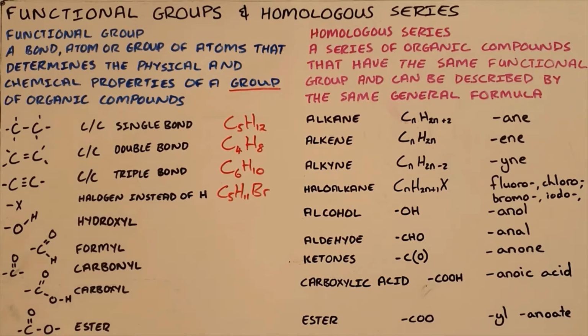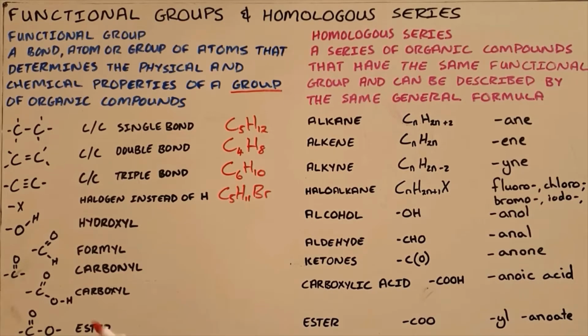Finally, the last functional group that is dealt with in NSC is the ester functional group, a carbon single bonded to an oxygen and double bonded to an oxygen, where you have 2 chains, one going off on either side of that. This is known as the ester group, and it belongs to the ester homologous series, represented by a COO, and because there are 2 chains, one of the chains gets the suffix -yl, the other gets the suffix -anoate.